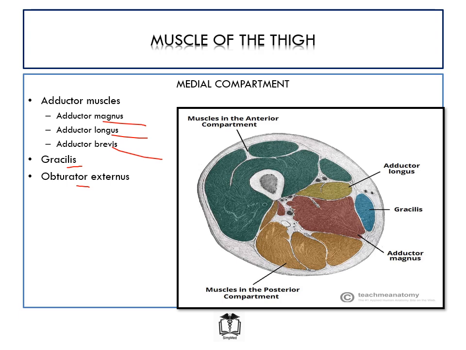So just as we had the anterior compartment muscles innervated by the femoral nerve and the posterior compartment muscles innervated by the sciatic nerve, although different branches, we have the adductor muscles, or the adductor compartment, or rather the medial compartment muscles, being innervated by the obturator nerve.